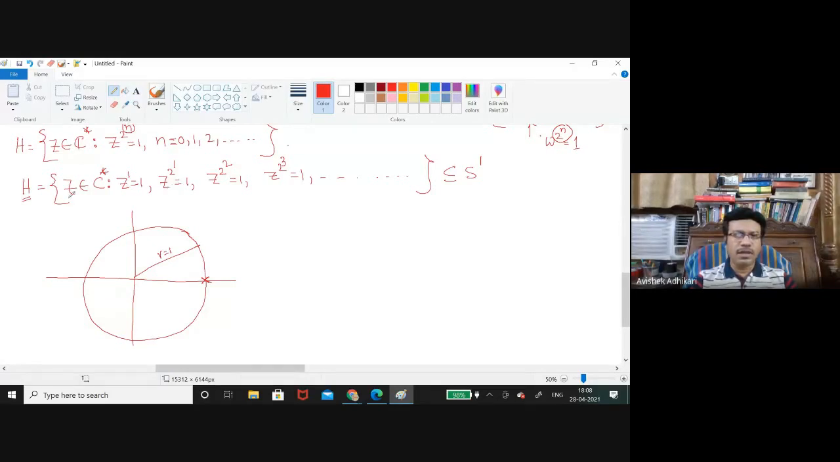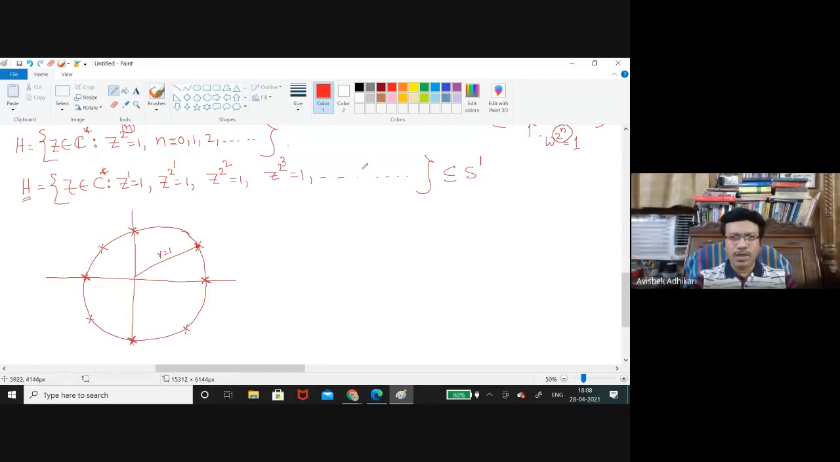What are the elements Z here? 1 and minus 1, that means plus minus 1. Z square equal to 1 means Z equal to plus minus 1. Z^4 equal to 1 means 1, i, minus 1, minus i. The 4 points are there. Then Z to the power 8 is there. You can subdivide, and these points will also be there. That means 1, 2, 3, 4, 5, 6, 7, and 8 points will be there.